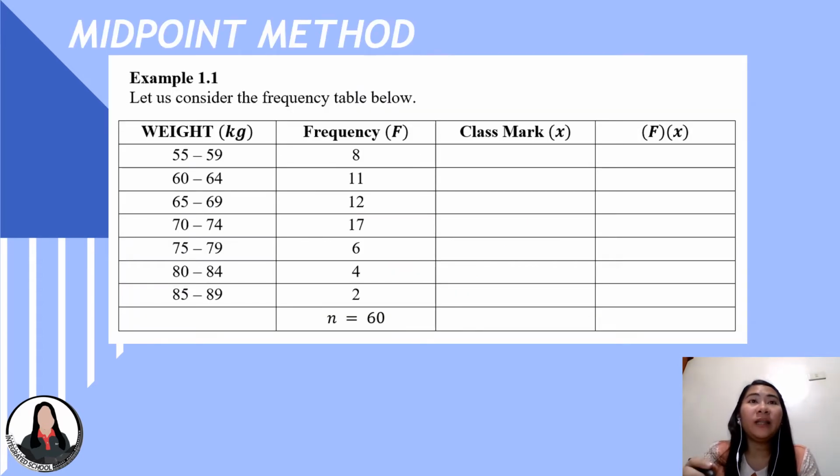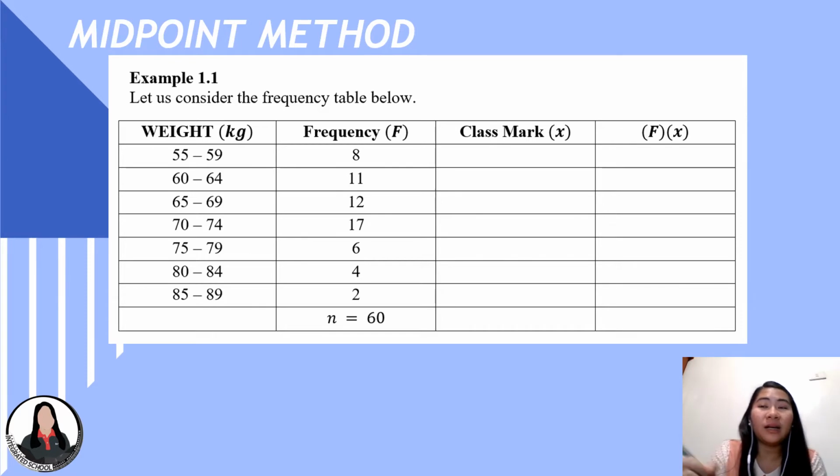Example 1.1, let us consider the frequency distribution table below. So we have a table here wherein meron tayong 7 na class intervals and then given din dyan ang frequency. Now, we have to obtain the class mark and then fx. Kasi for us to get the mean, kailangan nating hanapin ang value ng class mark and the summation of frequency multiplied by class mark.